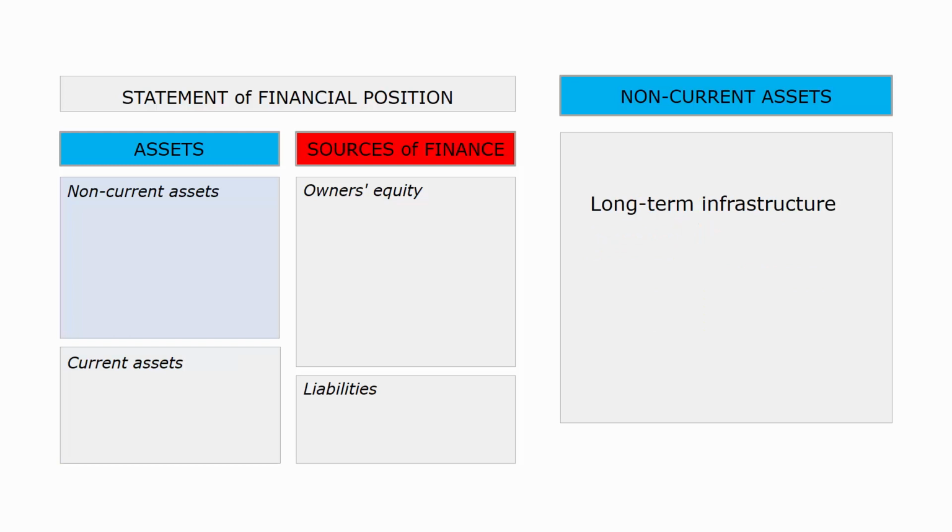Non-current assets represent the company's long-term infrastructure needed to sustain its operations. Non-current commonly means that the resources will be used over a period of more than 1 year. The non-current assets can be broken down into 3 subcategories as follows. 1. Intangible assets without physical form. 2. Tangible assets. And 3. Long-term financial investments. Here are some examples.